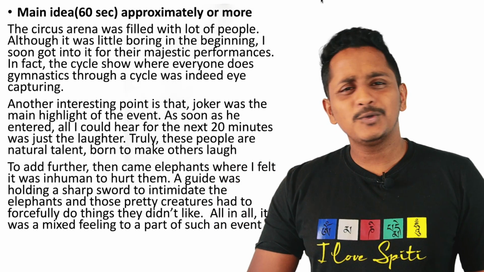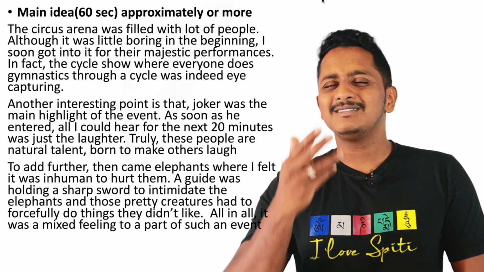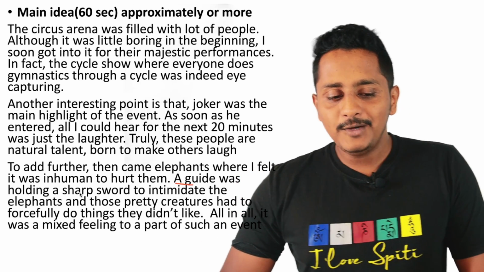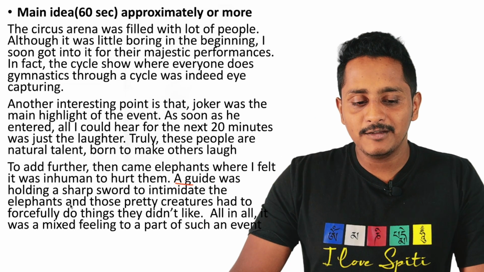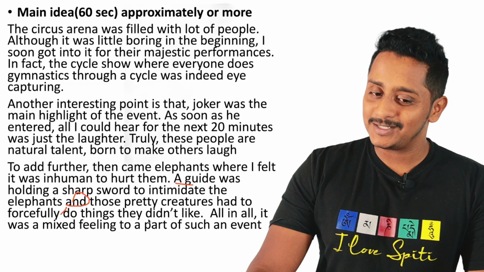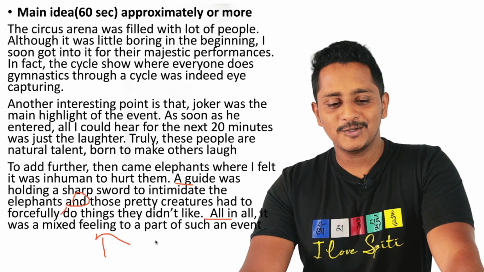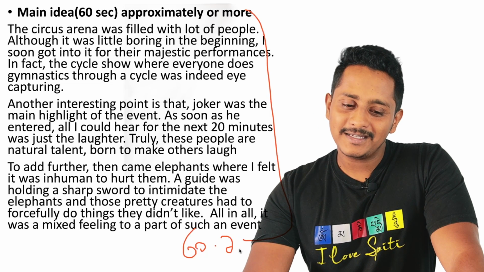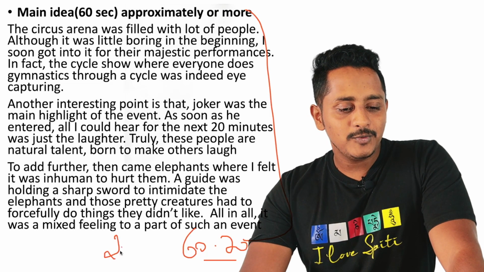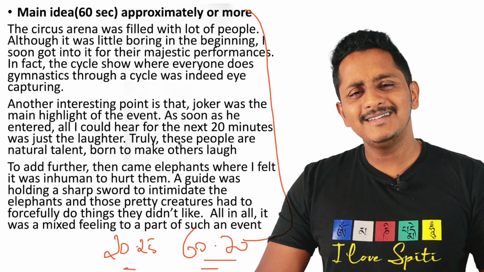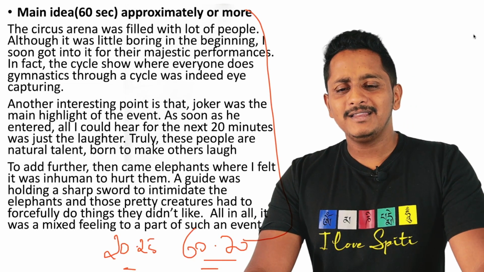Now, a guide was, you do not have to intentionally use all those since you can make a compound sentence. See here, a guide was holding a sharp sword to intimidate the elephants, and those pretty creatures had to forcefully do things they did not like. All in all, it was a mixed feeling to be a part of such an event. So, this goes for at least 60 to 70 seconds. Background information 20 to 25 seconds. So, 100 seconds done. We are left with one more part, and that is the conclusion.